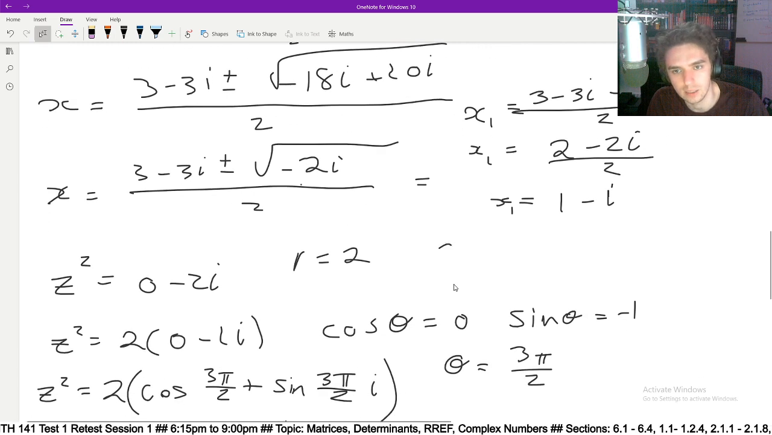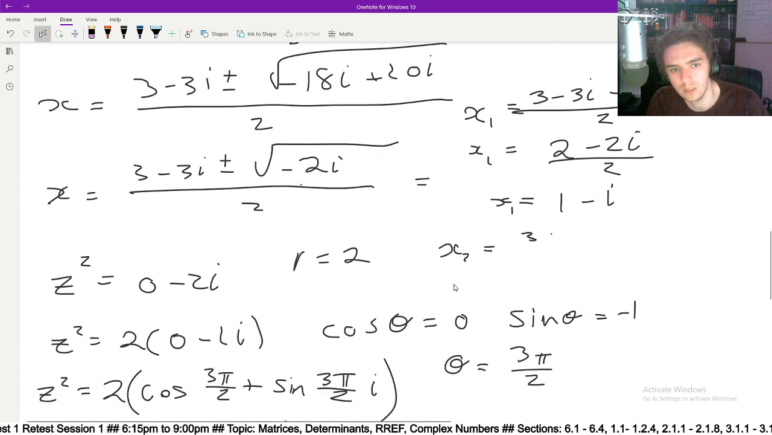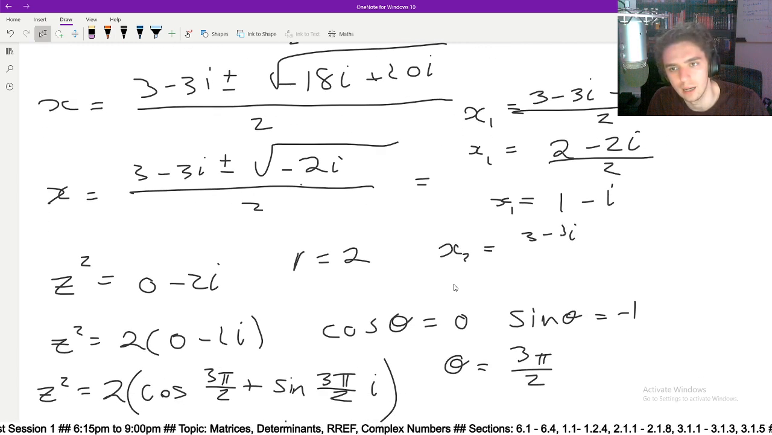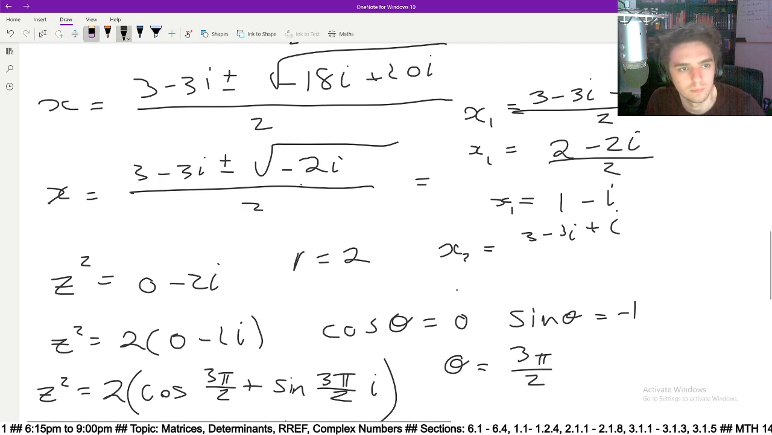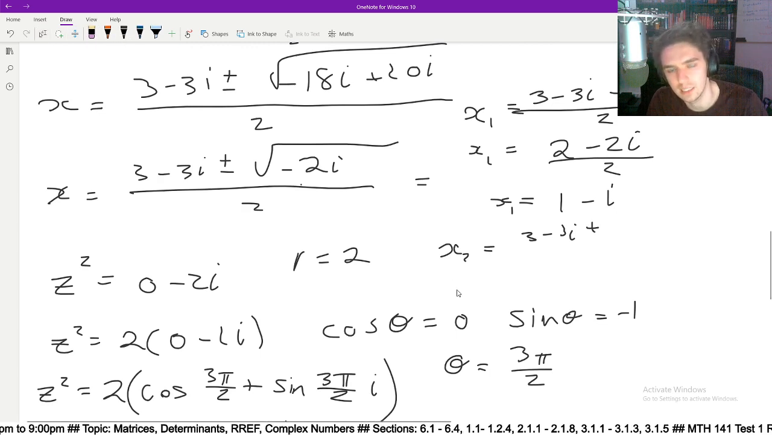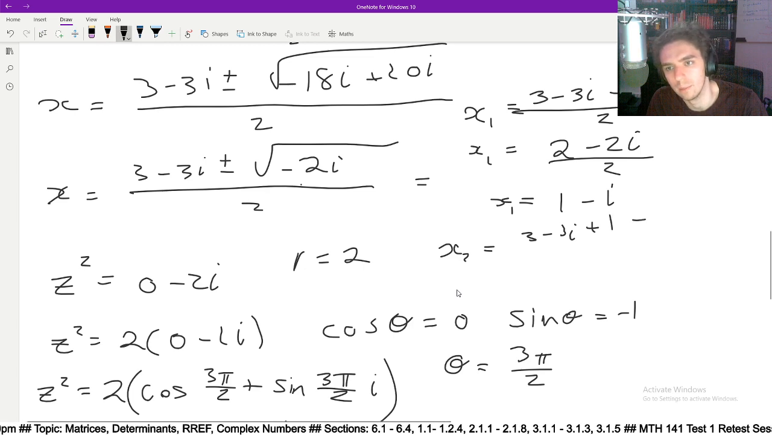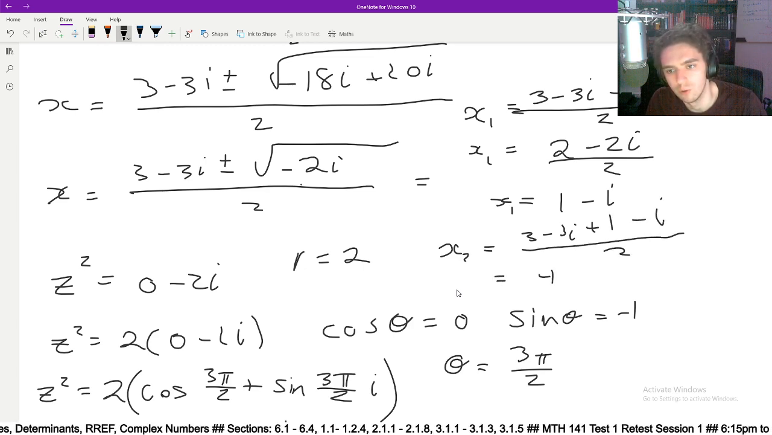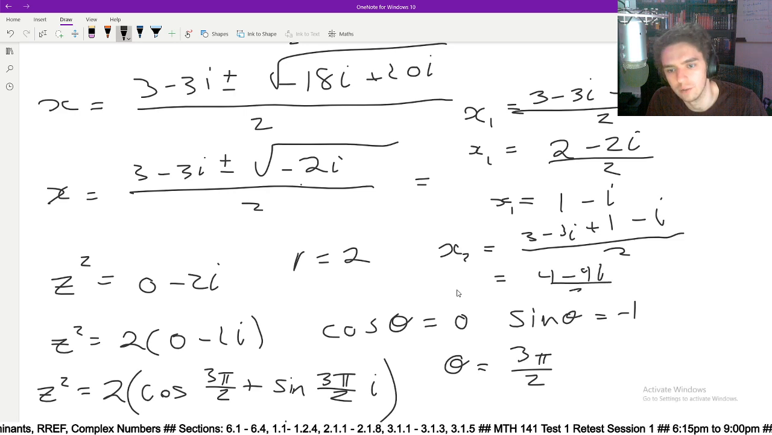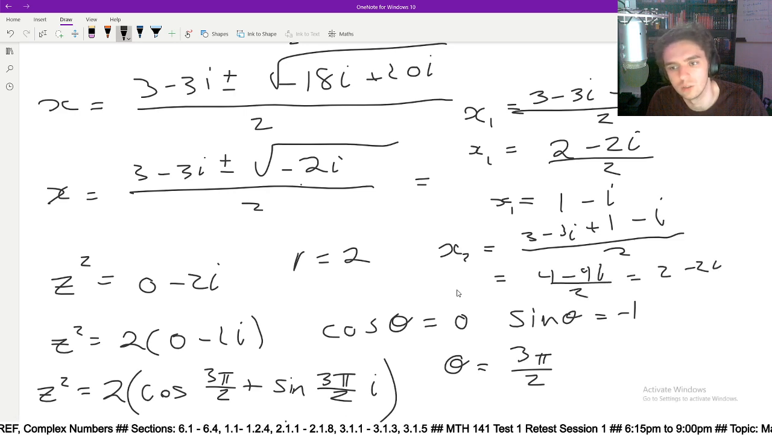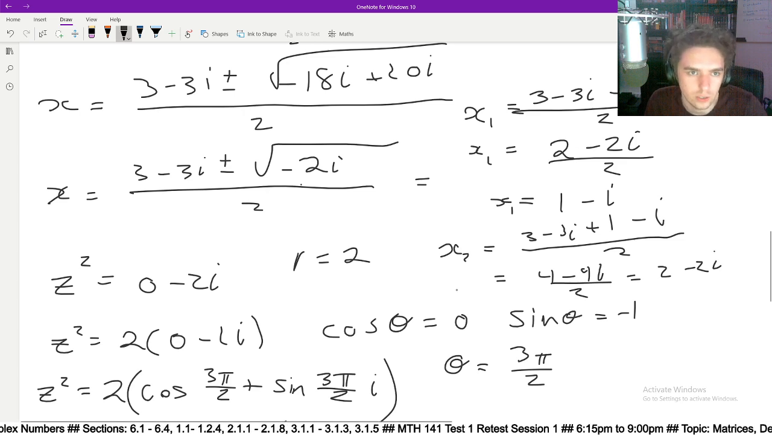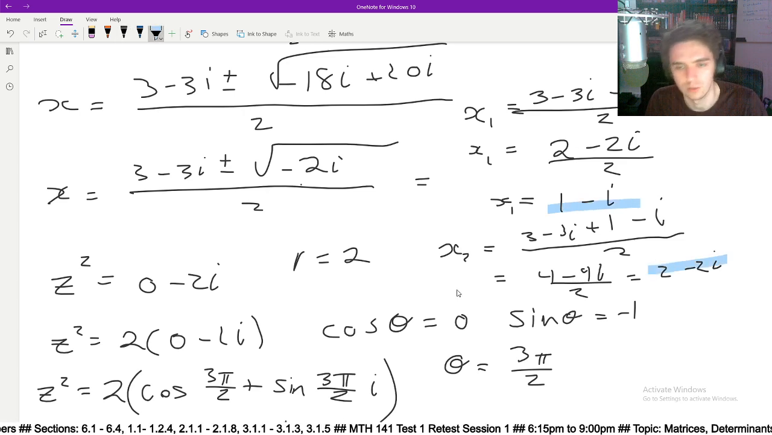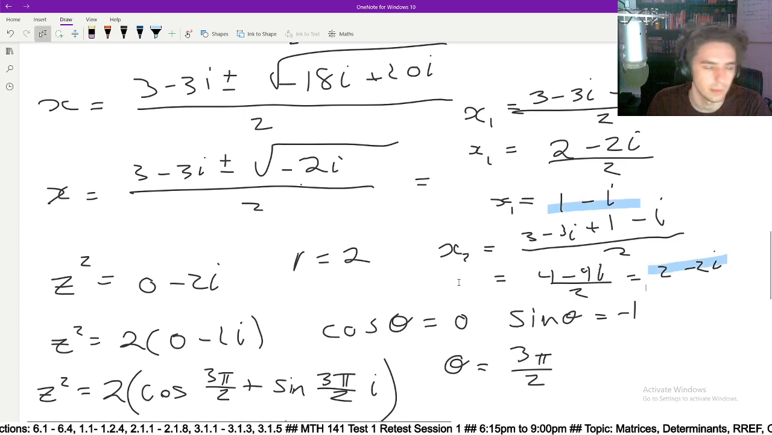Great. And x2 is equal to 3 minus 3i plus the second solution, which is 1 minus i over 2. Right? So 4 minus 4i over 2, which is 2 minus 2i. And there's our two solutions for the quadratic. Those two. There we go.